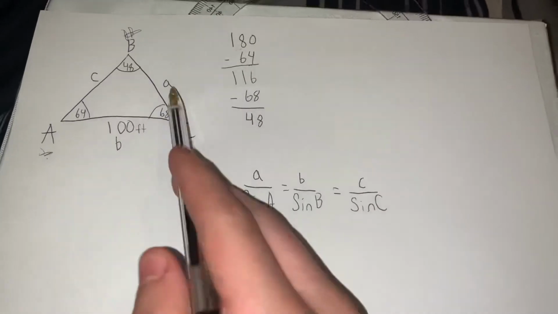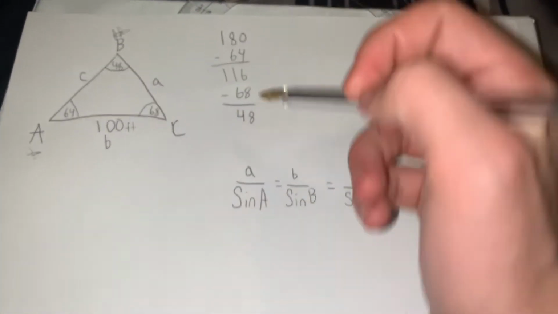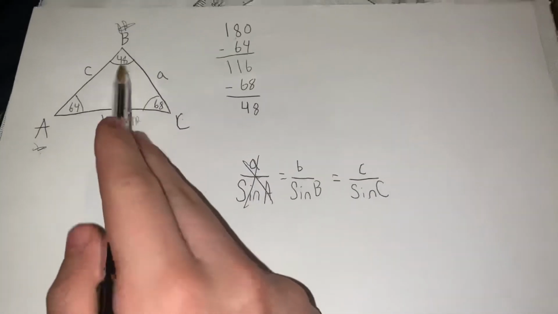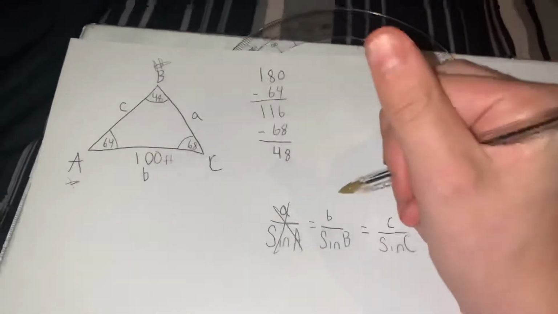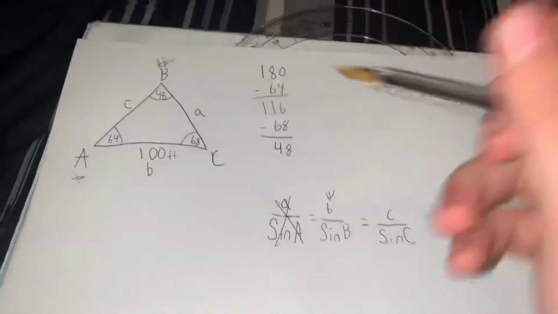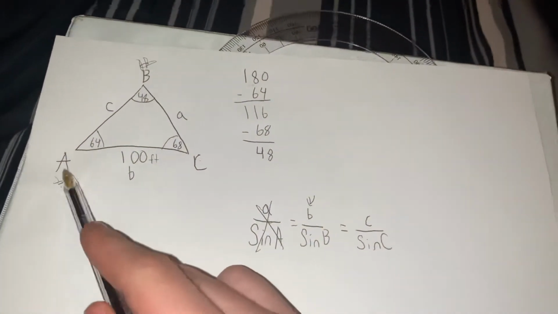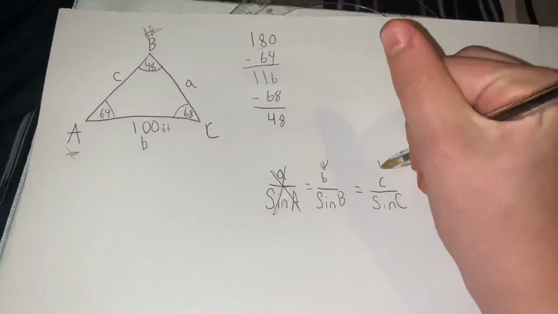So we don't need to know side a. We have no reason to know side a. We do not need that, so we can just get that out of here. We do have the information for side b though. We have side b for 100 feet, so we're going to use that. And side c is the side that we want to know. We want to know how far the plane went from where we threw it. So we're going to use that.